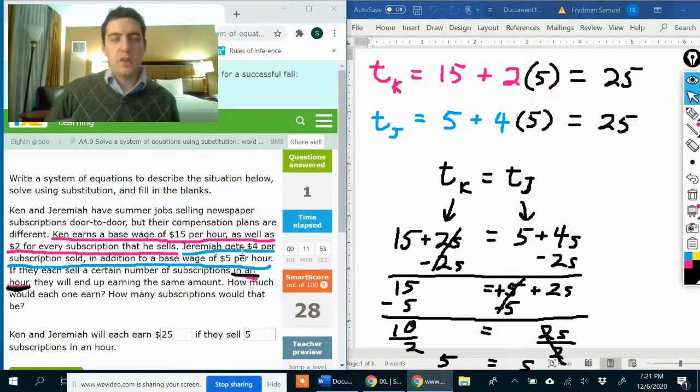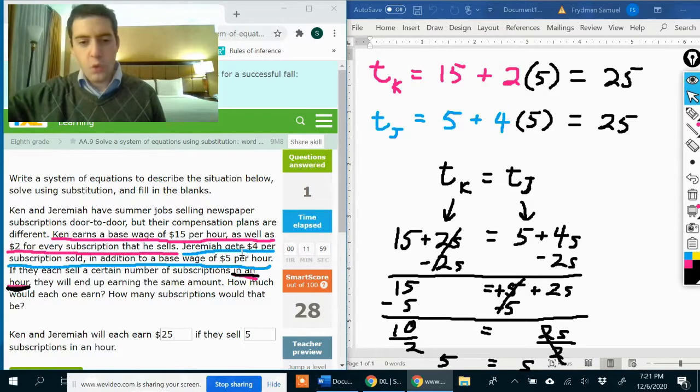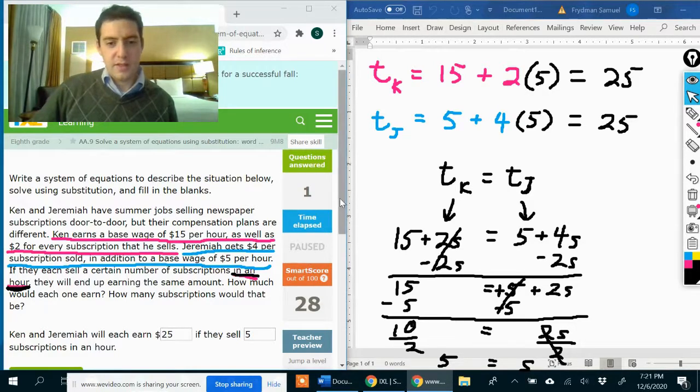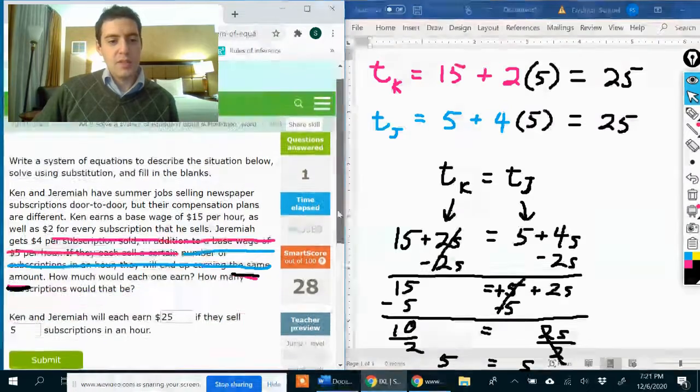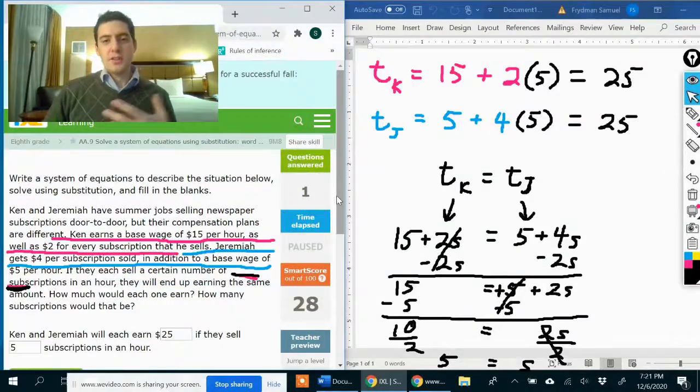All of the problems in this activity are pretty much the same. There's only one level. It doesn't even let me jump to the next level here. Usually teachers can do that, but there is only one level in this skill. So all of the problems in this IXL exercise are about the same as that.